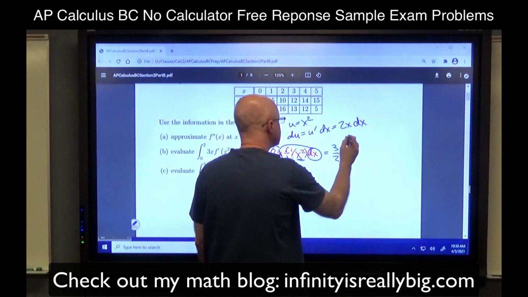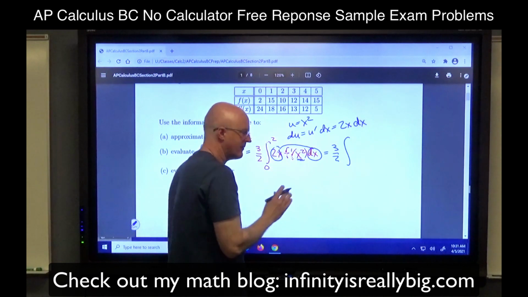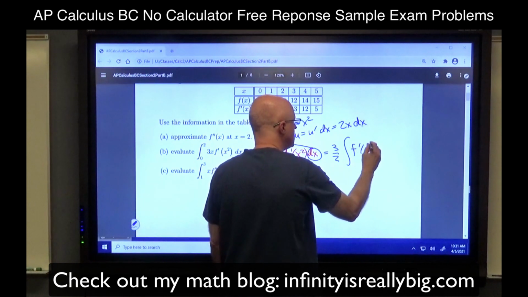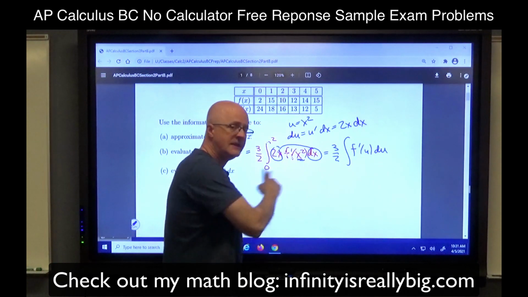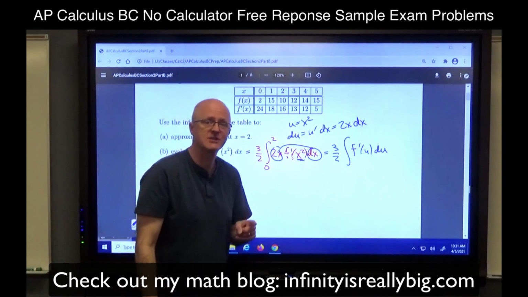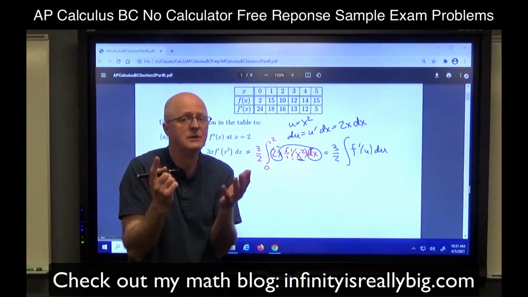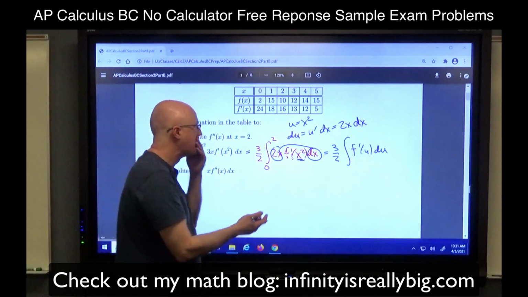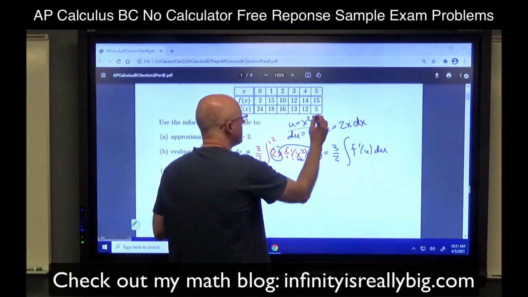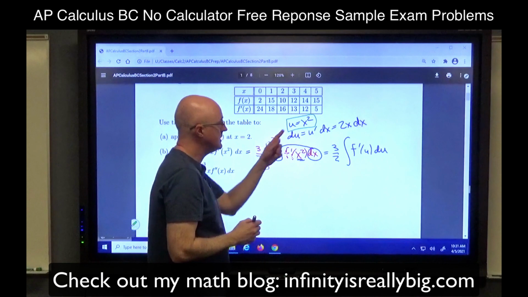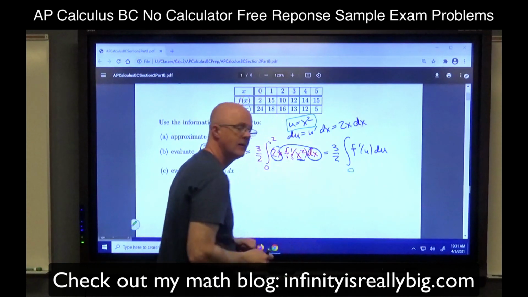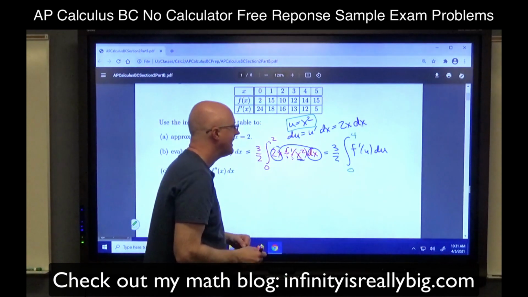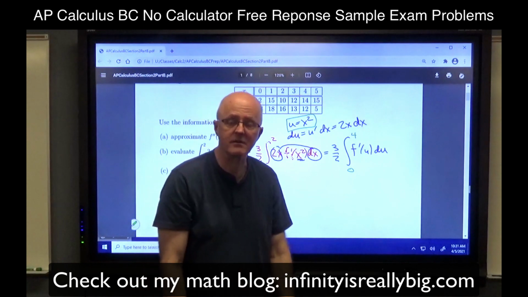So I get 3 halves times the integral from, well, let's not worry about the limits of integration at the moment, 3 halves integral of f prime of u du. But if these are going to be equal as definite integrals, I do now need to change the limits of integration. So I'm using properties that you've used with particular examples before, but now I'm applying them in the abstract. Use this equation. When x is 0, u is 0 squared, which is still 0. And when x is 2, u is 2 squared, which is 4.